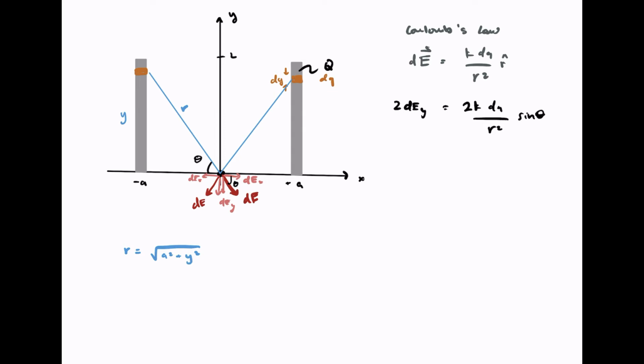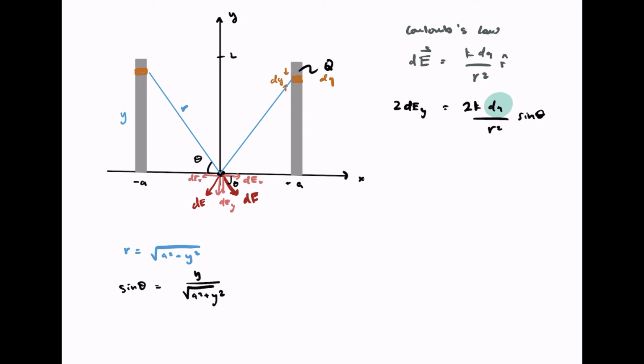But of course, we can't write things in terms of theta. We have to write them in terms of a and y. So what's sine of theta? y over r, which is the square root of a squared plus y squared. Okay, now we have to start plugging stuff in. Oh, we're still missing one other thing. We need to worry about dq, because we need that in terms of dy.